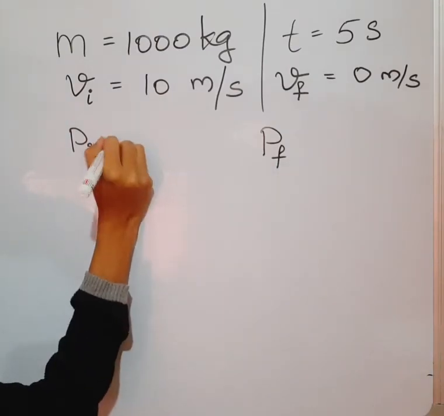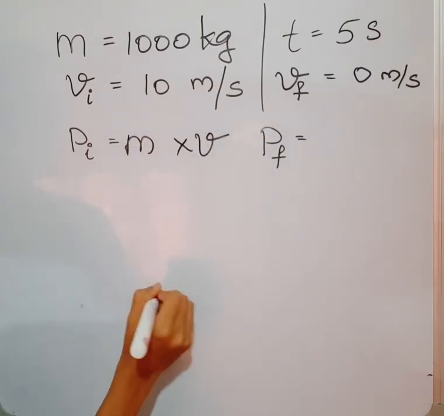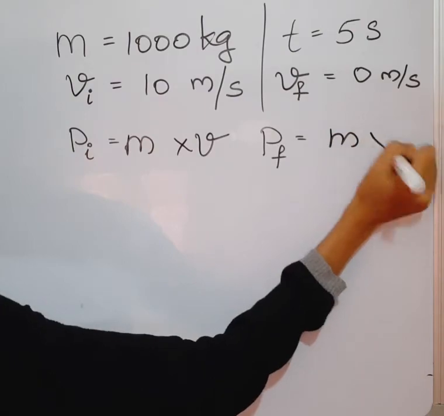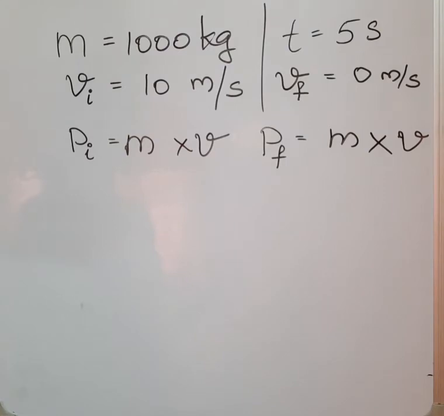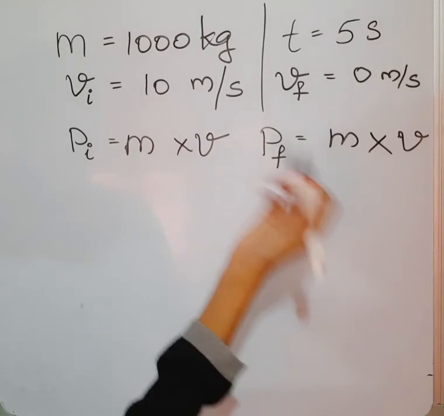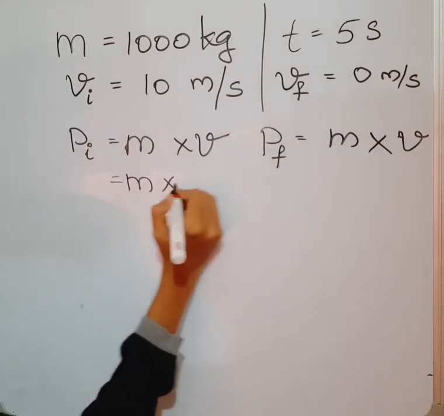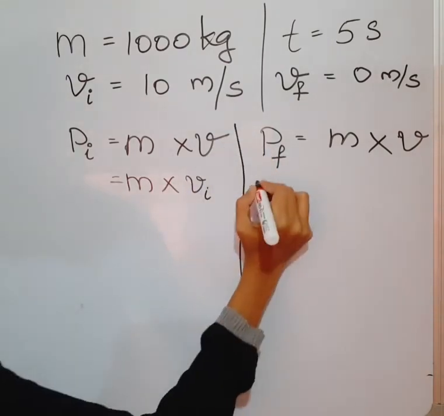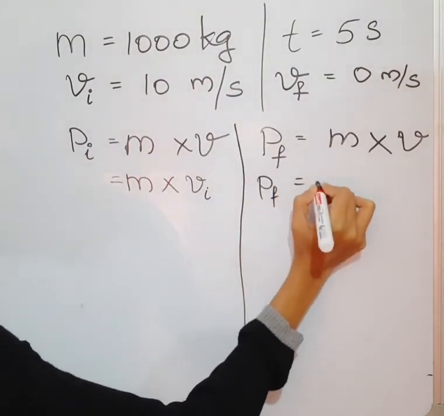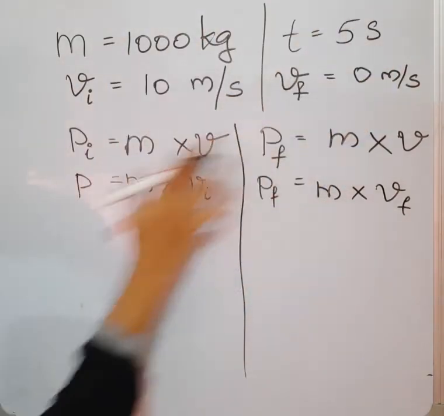Now we know the equation for momentum, right? Momentum is mass into velocity. Mass remains the same. We know that the car maintains the same mass even after application of brakes. So velocity only changes. We know that this equation transforms to Pi is mass into initial velocity, and Pf happens to be mass into final velocity. Now you just need to substitute this data.